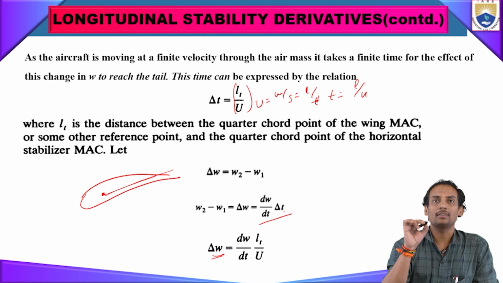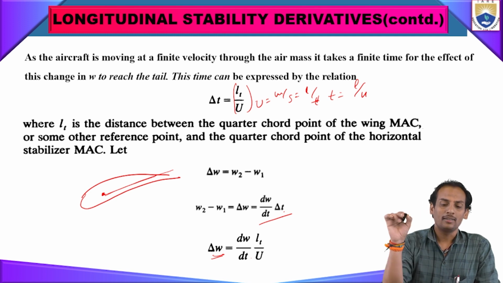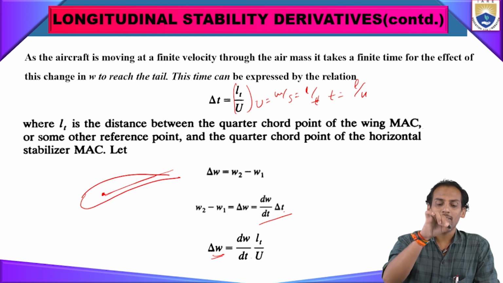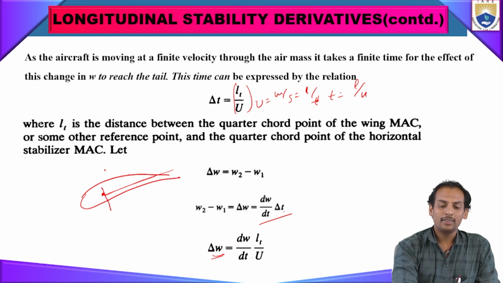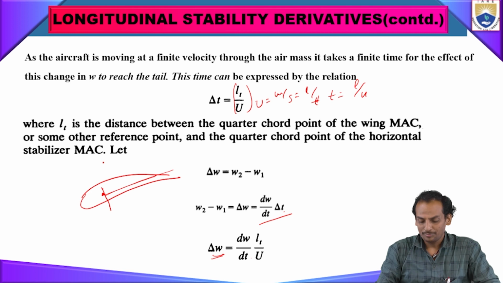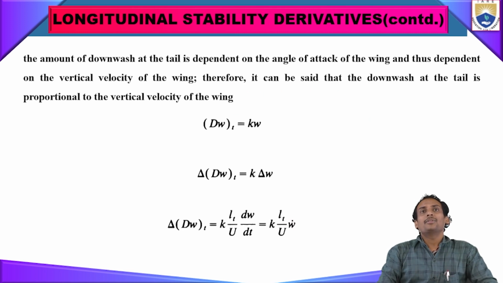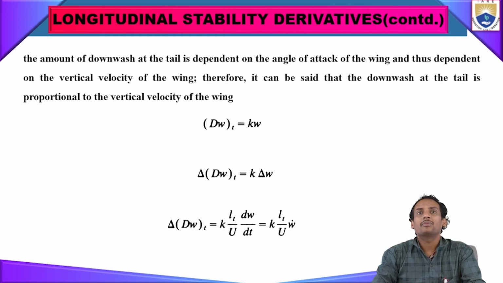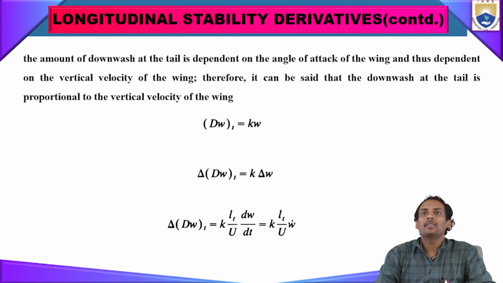We get the velocity, the time rate of change, and the length of the chord also. So the length of the chord is taken from the quarter chord point of the airfoil section. Then the amount of downwash depends upon the angle of attack of the wing, and thus on the vertical velocity of the wing. Therefore, downwash at the tail is proportional to the vertical velocity of the wing.